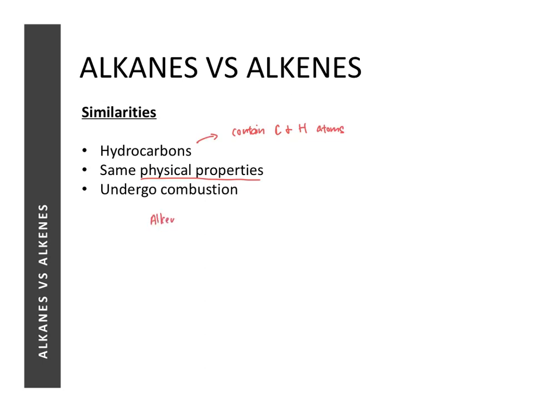Alkenes will give a sootier flame as compared to an alkane that has the same number of carbon atoms. Again, the reason for that is that the alkene will have a higher composition by mass of carbon as compared to alkanes, so it's harder to catch fire. You will get a sootier flame.